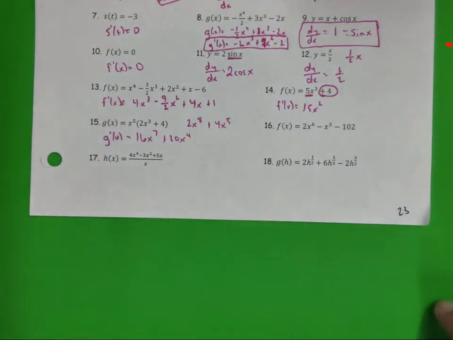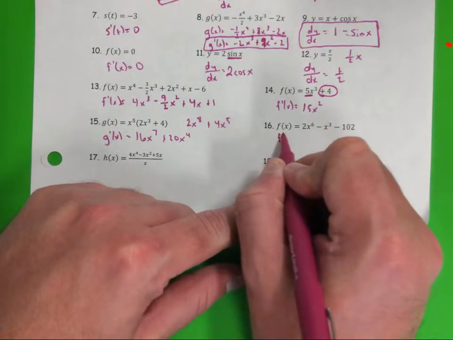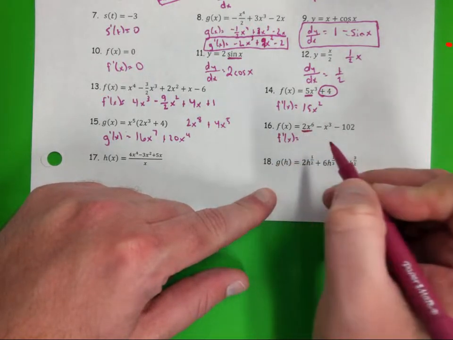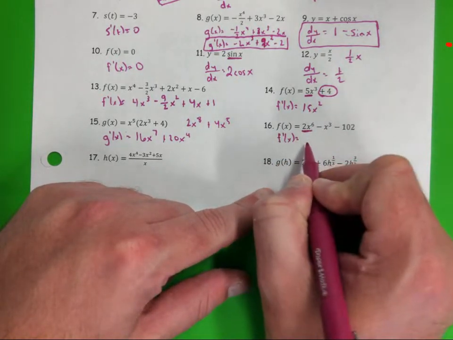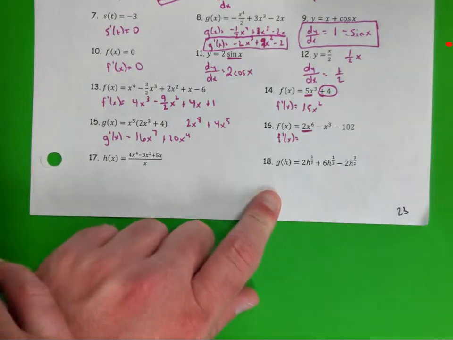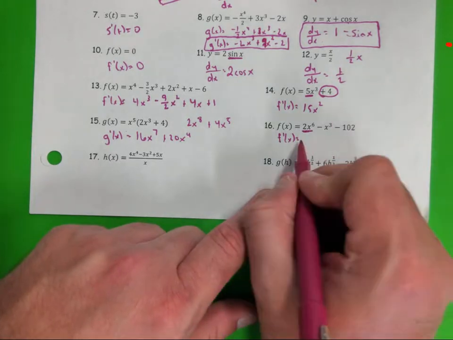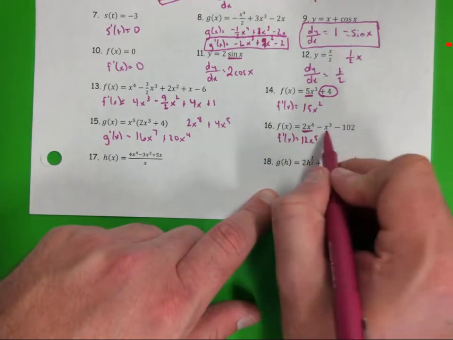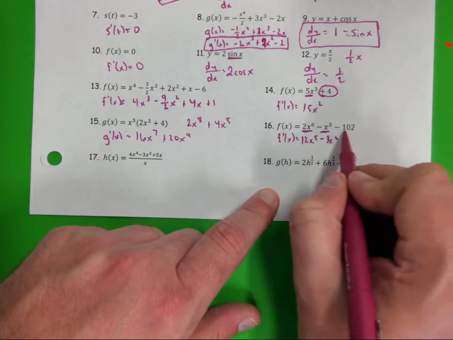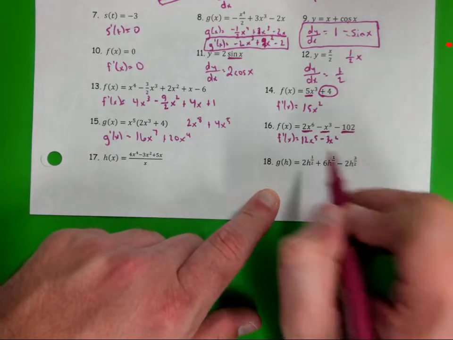Okay. Number 16. F prime. What's my derivative of this, Zach? Rogers? Hold on, I'm writing that one. Okay. 4x to the... Very good. What's the derivative of this, Drayton? Very good. Big T, what's the derivative of that? Very good. So there's your answer.